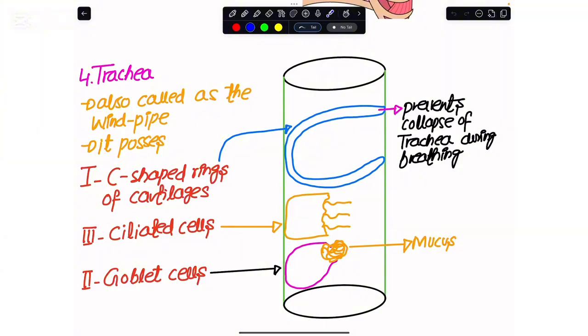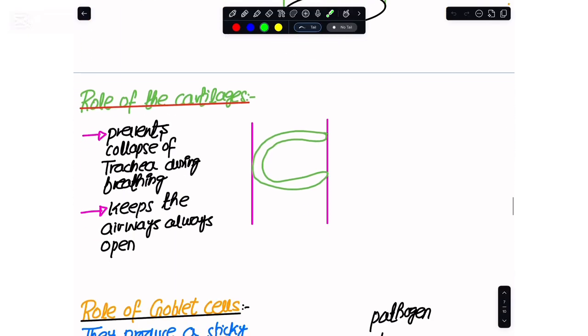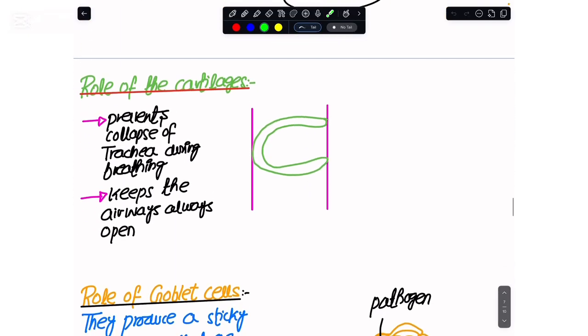So for the trachea, what you need to know is that it is also called the windpipe. Among the various components that it has, we have these C-shaped rings of the cartilage, then we have these ciliated cells, and then we have these goblet cells. Now, we must see how every part of the trachea renders its role.